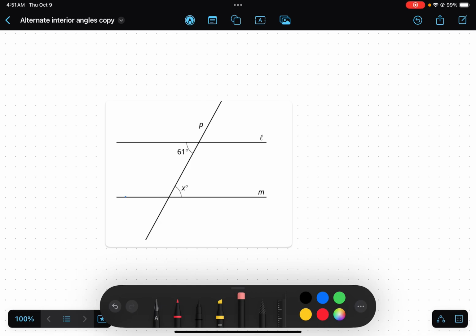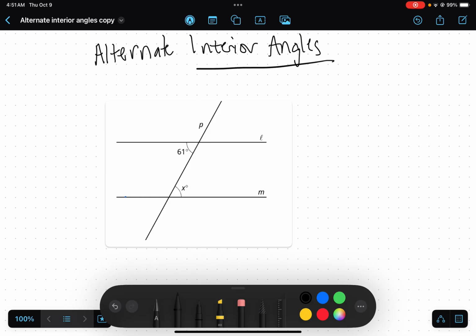All right, so in this lesson, I'm going to explain to you about a new kind of angle relationship called alternate interior angles. Okay, so that's the key title here.